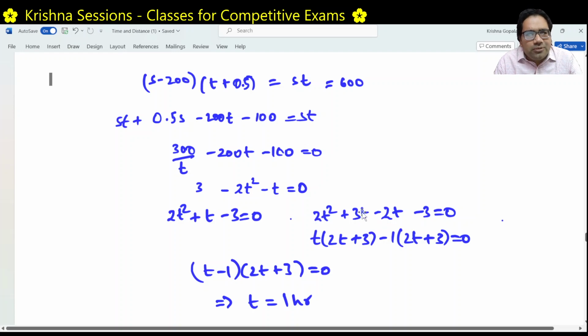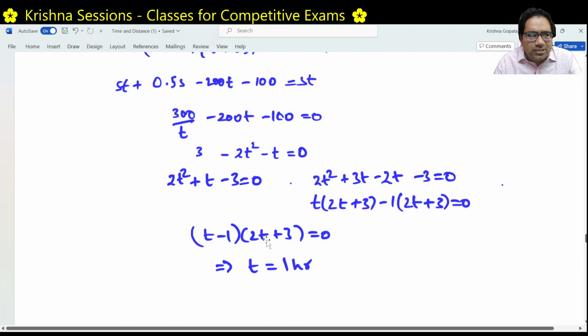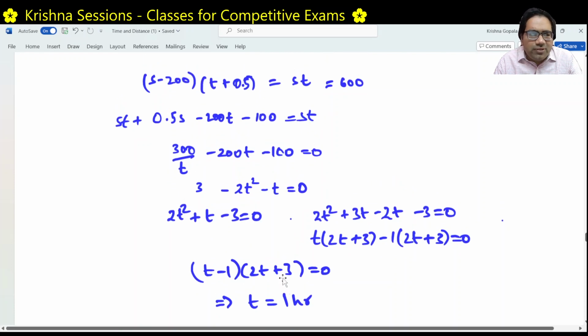Let's take t common: t into 2t plus 3 minus 1 into 2t plus 3 is equal to 0. So t minus 1 into 2t plus 3 is equal to 0. 2t plus 3 is giving t as a negative number, which we don't need. The positive number is what we need, that is t is equal to 1 hour.